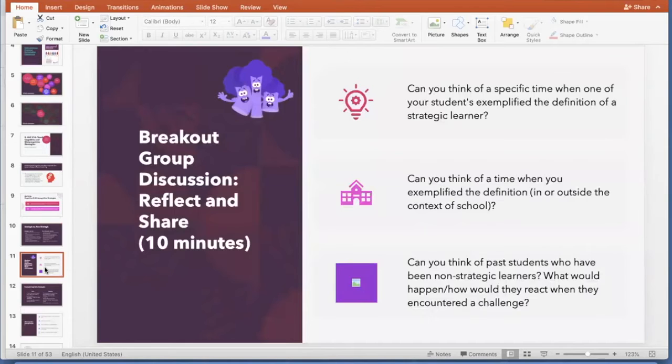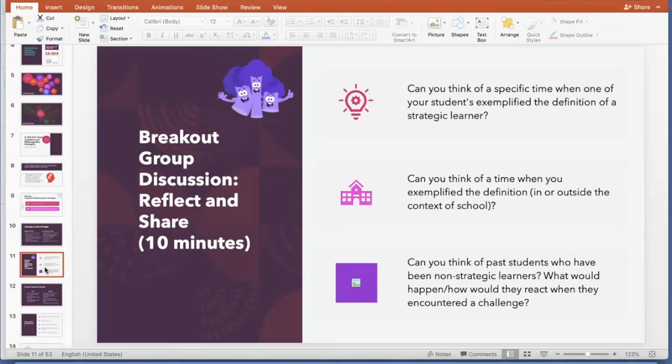So we're going to head on to our first breakout rooms to kind of get our own background knowledge going and to reflect and discuss on any of these 3 prompts that are listed here. You can talk about a time when one of your students really exemplified that definition of a strategic learner, somebody who picks the most efficient strategy, can adjust the strategy as they need, when a task or problem is a little different or more challenging than they're used to, and at the end, they know whether they've met their goal.